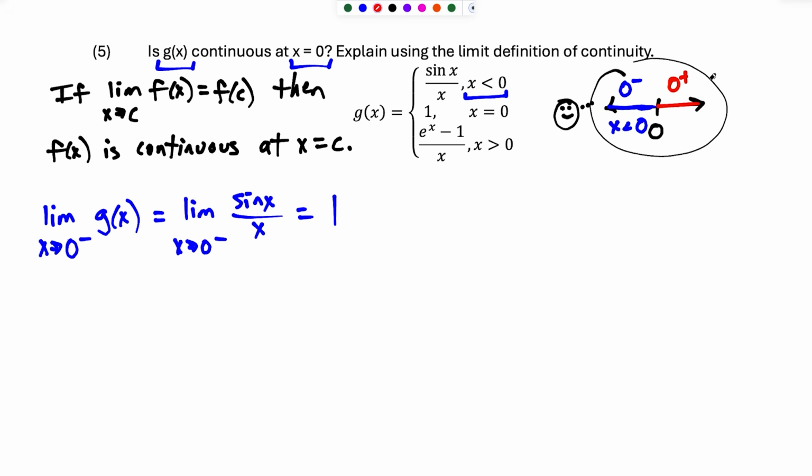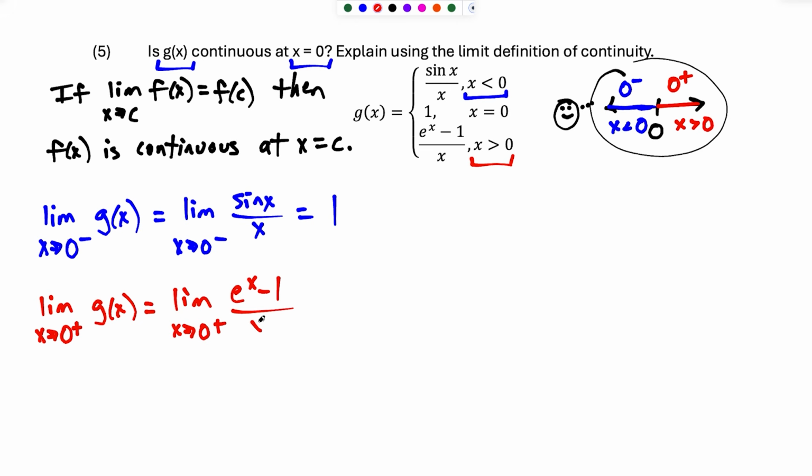Okay, so now we're going to come in from the right side. So this is the greater than 0 side. So we're going to replace g of x with this piece. So we'll say the limit as x approaches 0 on the right side of g of x is equal to the limit as x approaches 0 on the right of e to the x minus 1 over x.